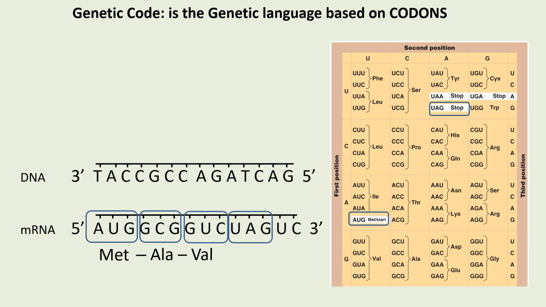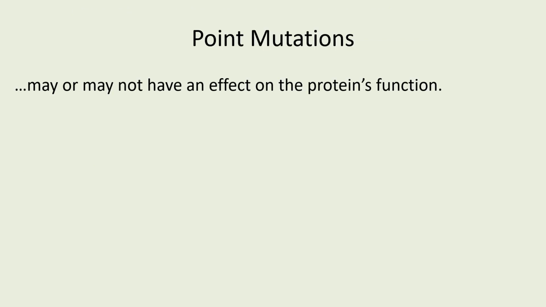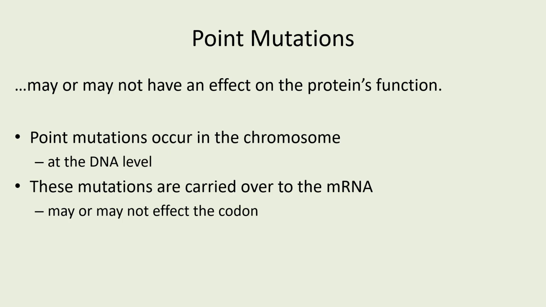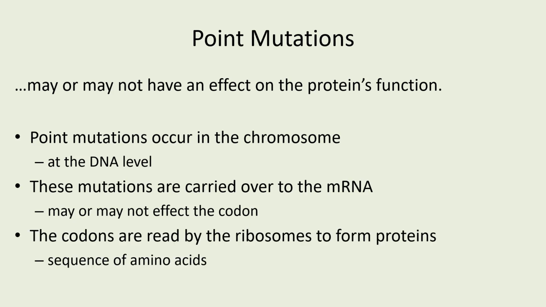However, if I had a mutation in the first position, here's a CUU. If I change the CUU to an AUU, so I change a C to an A, I went from a leucine to an isoleucine, a different amino acid. So you can pretty much see that the position of where the mutation lies within the codon will have either a small impact or no impact at all. So either way, the resulting codon sequence is read by the ribosomes during translation.